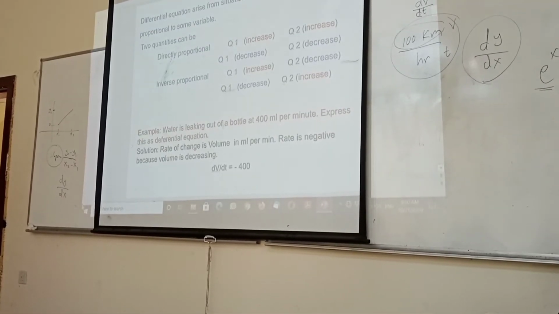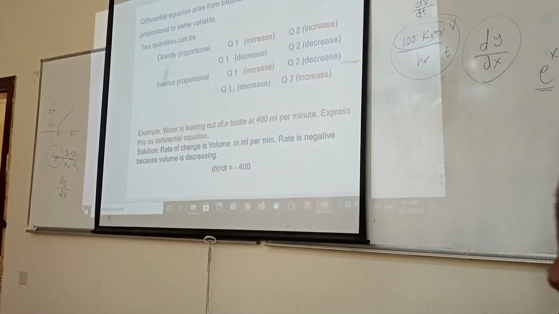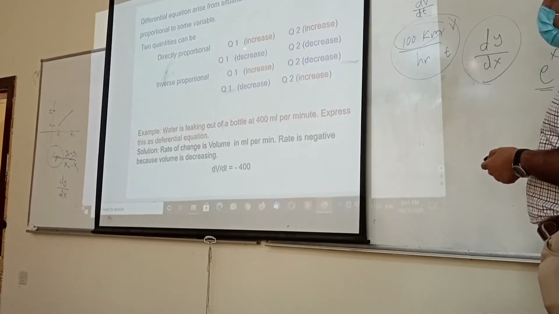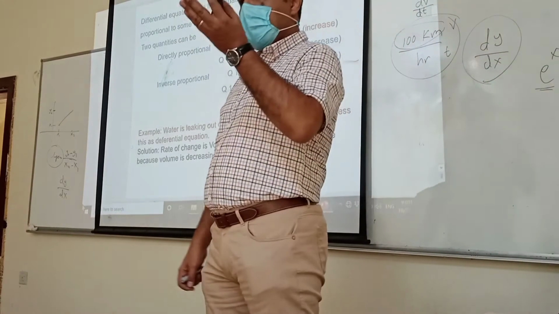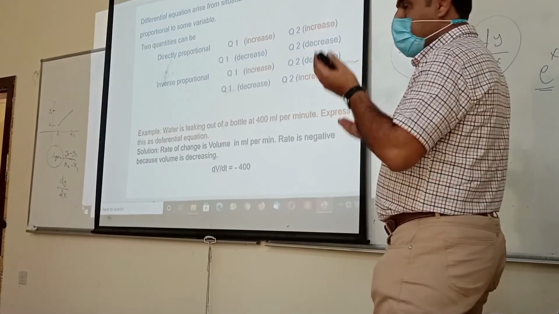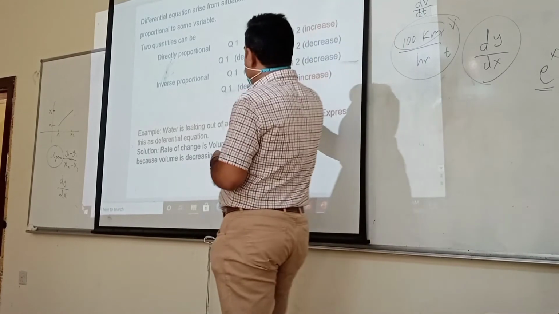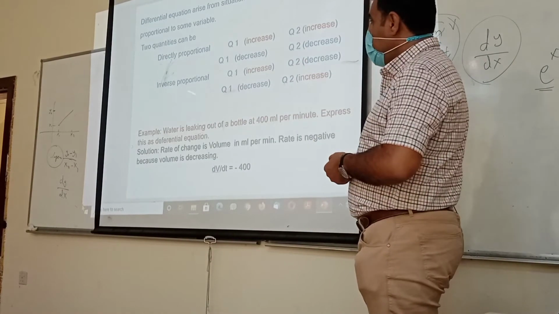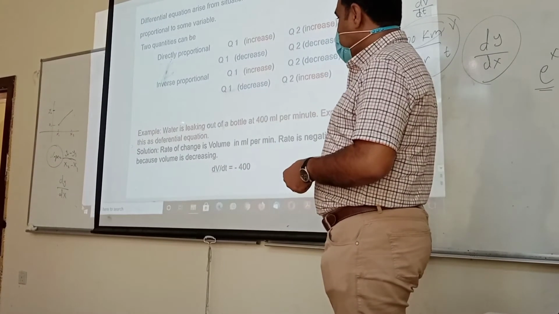Now, there are different relations in the derivative equation. For example, you can have the relation between two variables directly proportional. Whenever one of them increases, the other one is increasing. You can have it also directly proportional, but in the other way. Both of them, they are decreasing. Or you can have inverse proportional.